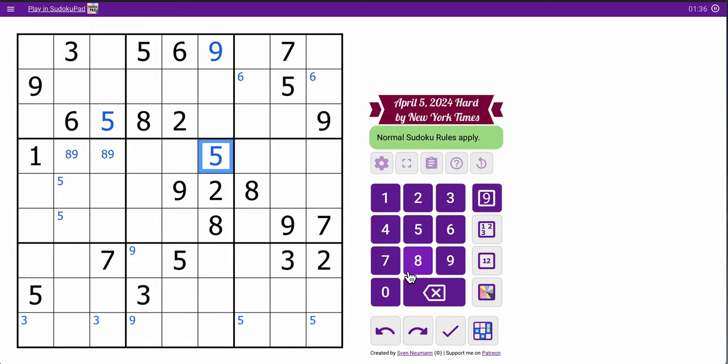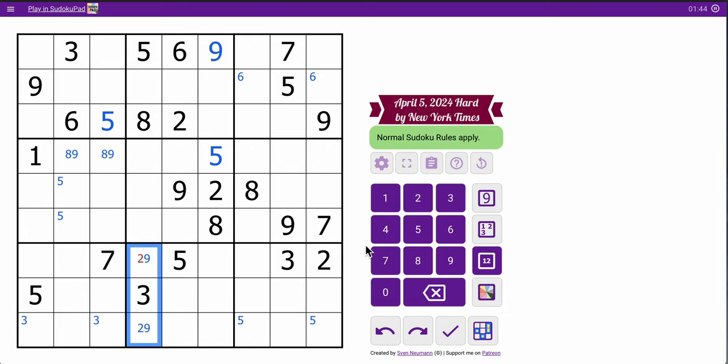8, 3, 6, 2, 9. Okay. 9 I've already placed. Oh, and 2, 9 is also a hidden pair. Interesting. And this has a 2 looking at it. So 9 and 2 are placed.